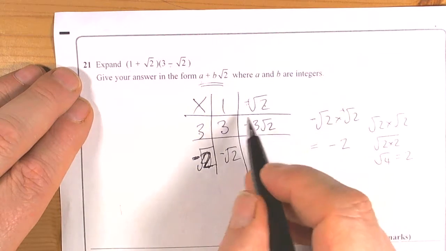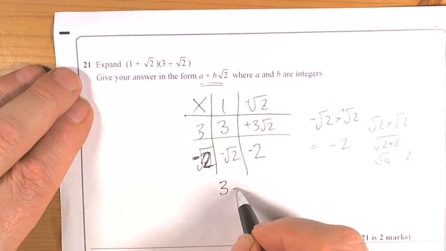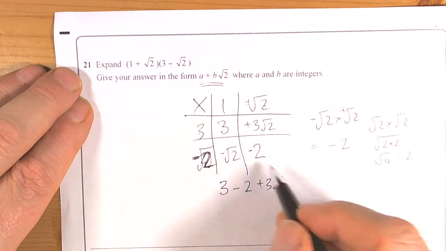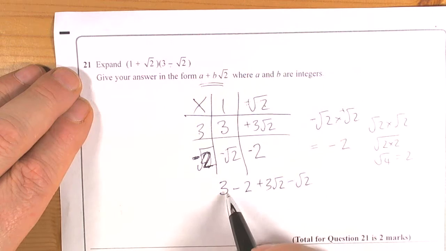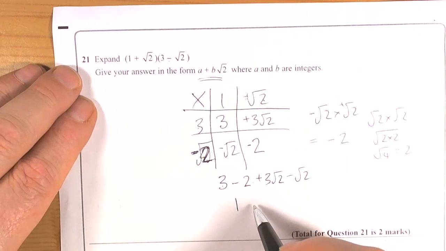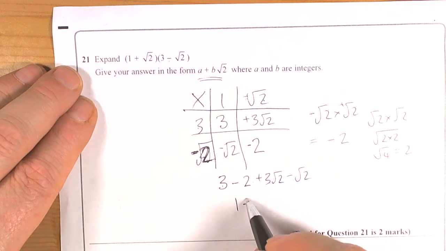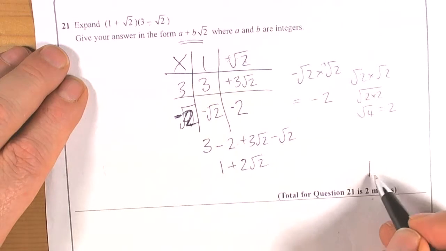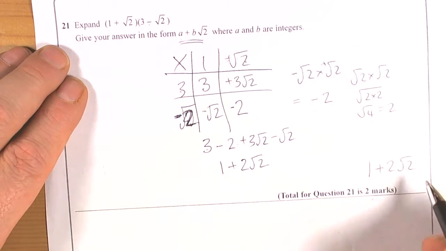So we bring together our like terms. So we've got 3 take away 2 plus 3 root 2's take away a root 2. So 3 take away 2 is 1, and 3 root 2's take away root 2 is just 2 root 2's. So it's going to be 1 plus 2 root 2. So on our answer line then, we're going to write 1 plus 2 root 2.